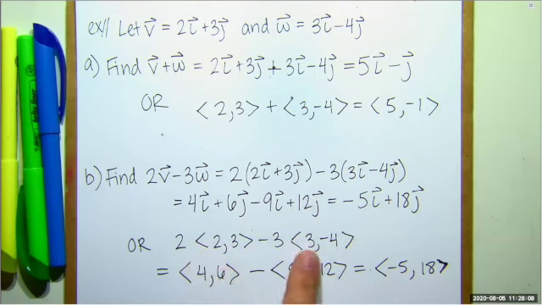All we would do is multiply this out, add up the horizontal components, 4 minus 9, add up the vertical components, 6 minus negative 12.